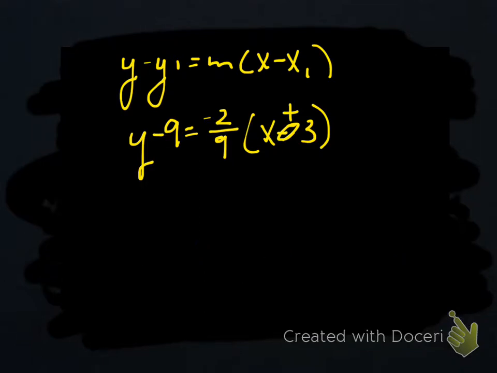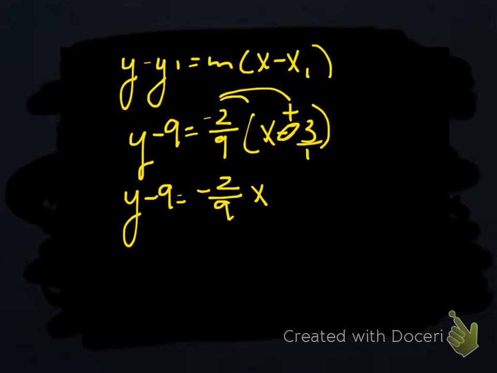Now you got to distribute. Got to get this taken care of. So we have y minus 9 equals a negative 2/9 x. And remember I said don't simplify. I know it's hard not to sometimes. But then we have a negative 2/9.